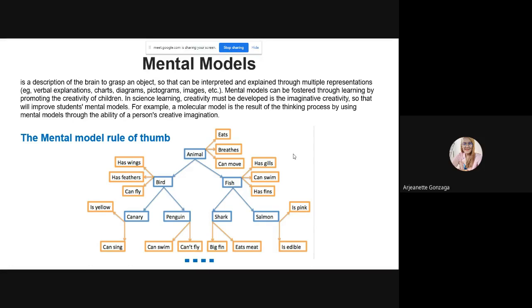So, the mental model rule of thumb: a bird has wings, has feathers, and can fly. A canary is yellow and can sing, and it is part of the bird group. A penguin is part of the bird group and it can swim and it cannot fly. And so on and so forth.